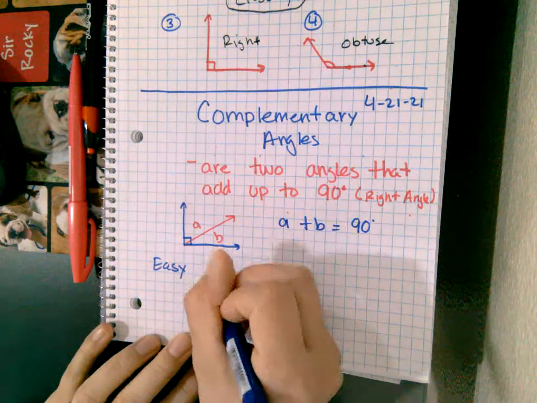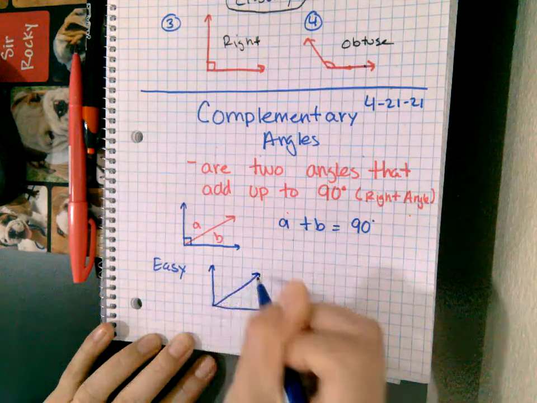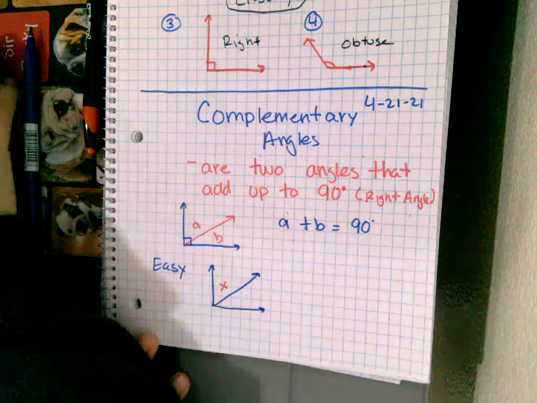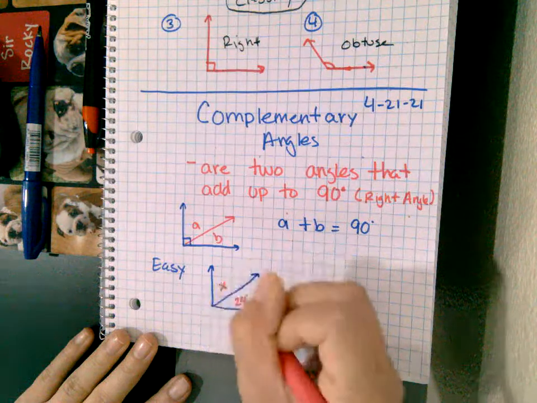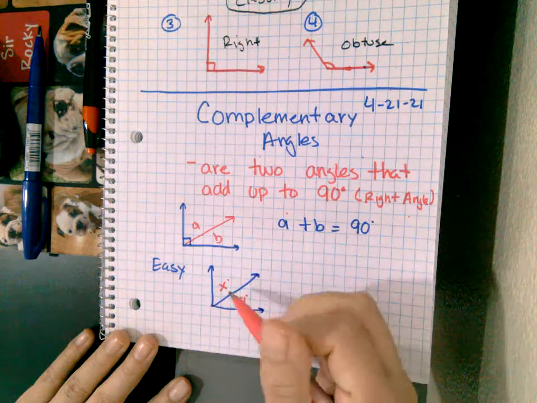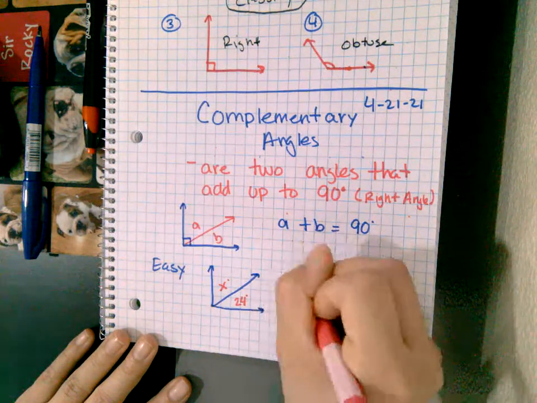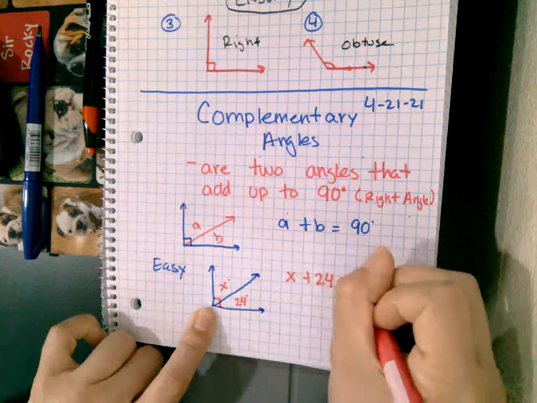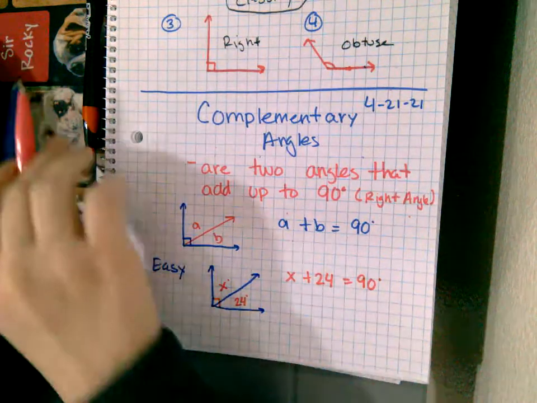Yes. So we have a 90-degree angle, but we cut it somehow in half. And I go, okay, this angle's X, and this angle is 24. So we have two angles here, angle X and angle 24. And I'm asking you, well, what does angle X equal? X plus 24, because you know this is a 90-degree angle, has to equal 90 degrees. So we set up what we call an equation here.